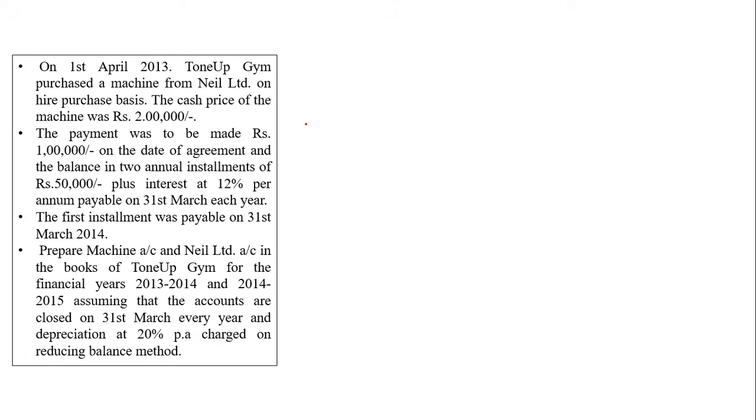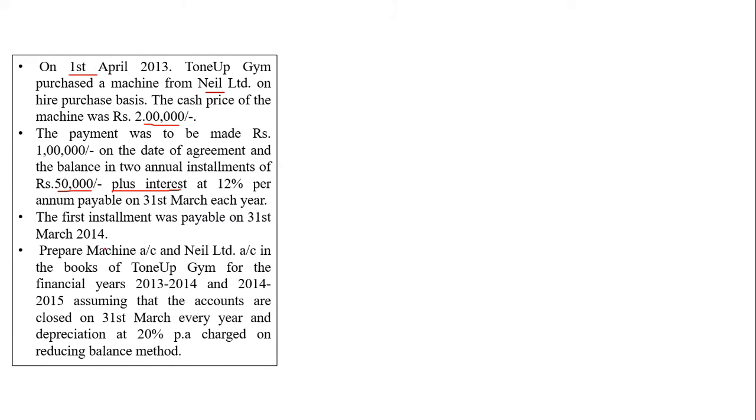Tone Up Gym purchased a machine. On 1st April, you purchased a machine from Neil on hire purchase basis. The cash price of the machine was 2 lakhs. The payment was to be made: rupees 1 lakh on the date of agreement, and the balance in two installments of 50,000 plus interest at 12% per annum, payable on 31st March each year.